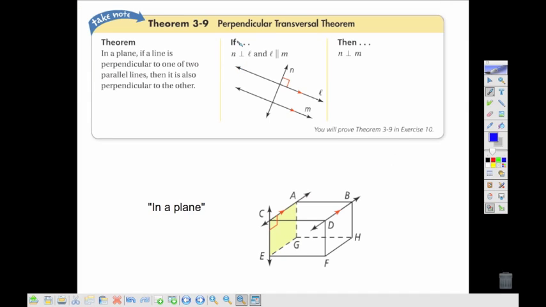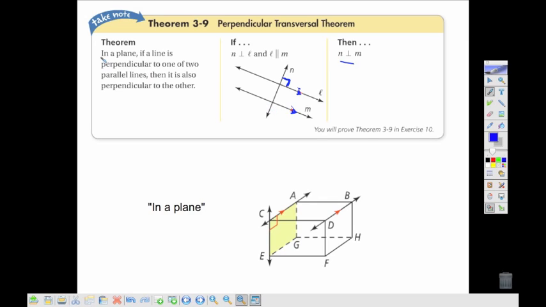The perpendicular transversal theorem is saying that if we have a perpendicular line, so just N is perpendicular to L, and we know that L and M are parallel, then we should be able to determine that this will also be a right angle down here, that line M would also be perpendicular to N.